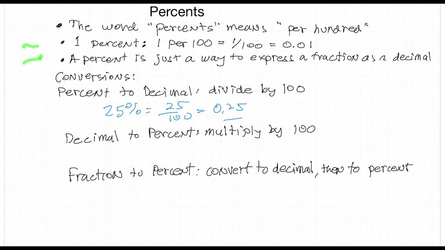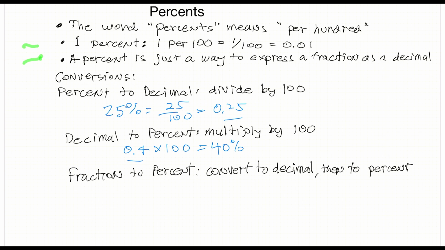So for decimal to percent, if we're given something like 0.4 and we want to convert that to a percent, we multiply by 100. So that's 40%. So 40% is equivalent to 0.4.